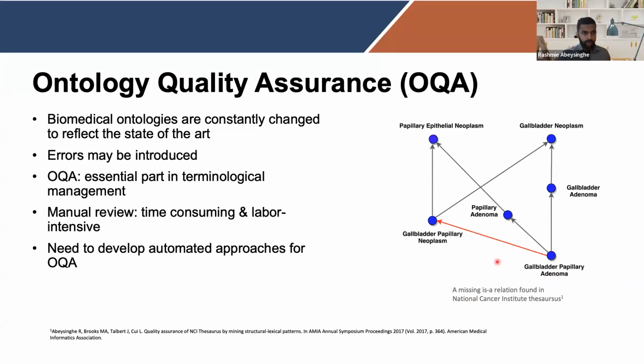Ontology auditing is very difficult to perform manually because manual review takes time and is also very labor intensive. And because modern biomedical ontologies are very large in size and very complex in their structure, it's impractical and not sustainable to put manual effort into completely auditing them. So there's a need to develop automated approaches that identify and fix these different types of issues.